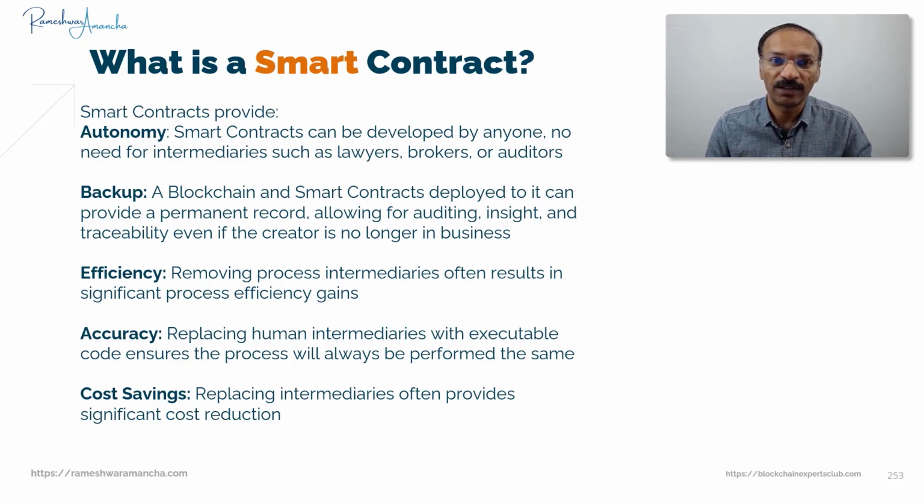And also the smart contracts will save a lot of cost. Cost saving is one of the benefits, because you are replacing the intermediaries. You're not depending on the lawyers, or maybe on the banks. It's happening automatically, so it will save a lot of cost. Usually the lawyers will charge something for the rental agreement, so you're not spending anything on that. So these are some of the advantages provided by smart contracts: autonomy, backup, efficiency, accuracy, and finally cost saving. So this is what is achieved using smart contracts.